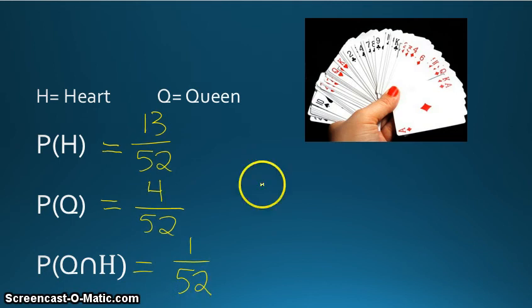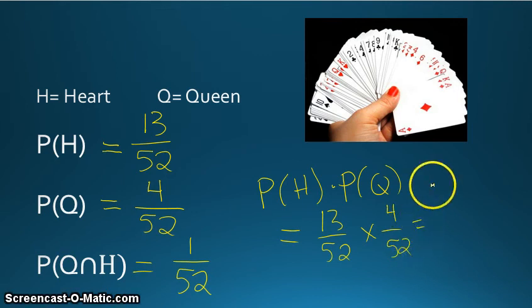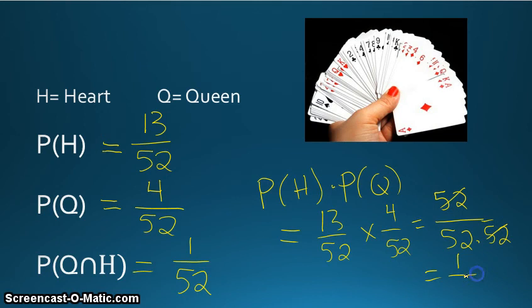Now let's look, if we multiplied the probability of a heart times the probability of a queen, that's 13 out of 52, times 4 out of 52, which gives us 13 times 4 divided by 52 times 52. If I cancel these out, this gives me 1 out of 52. So I can see that the probability of being a queen and a heart, the intersection, is equal to the probability of a heart multiplied by the probability of a queen. And this will be true if and only if the events are independent.